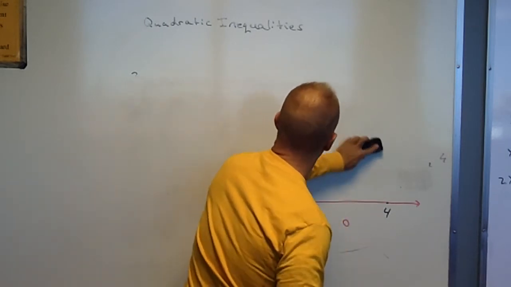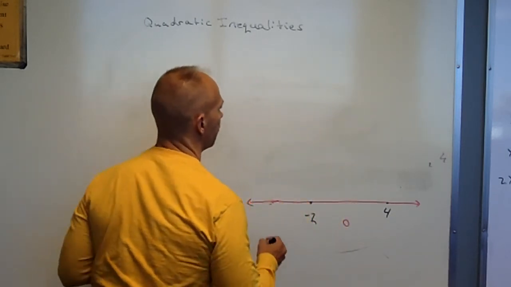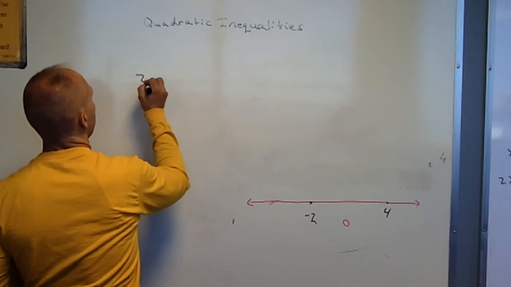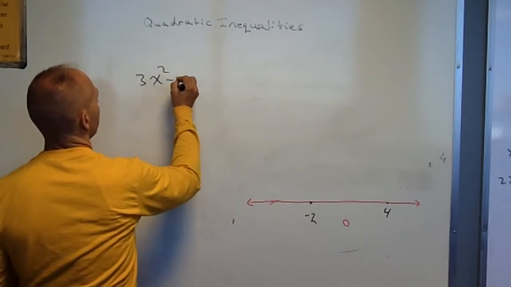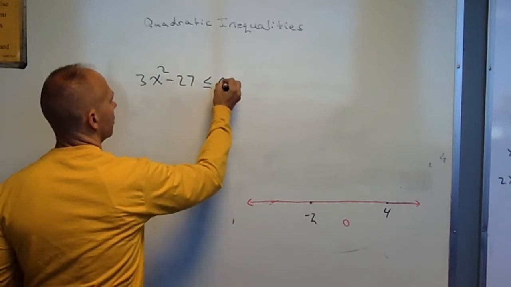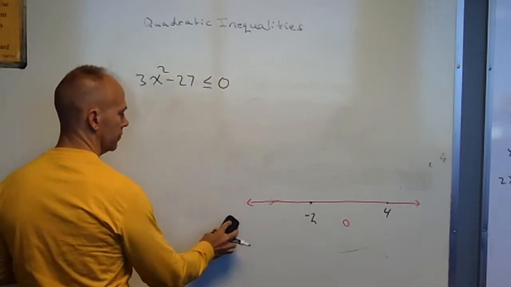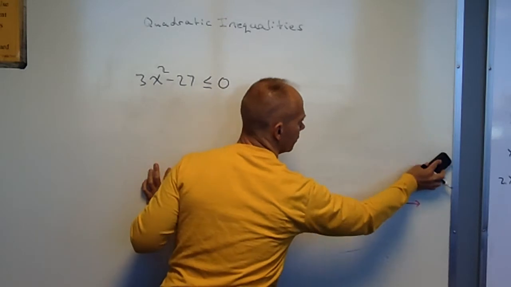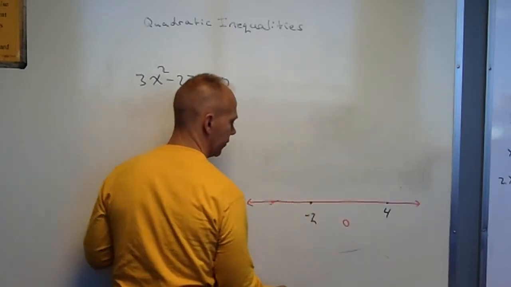Let's take a look at 3x squared minus 27. But let's make this one less than or equal to 0. And my erasing skills still have not improved.